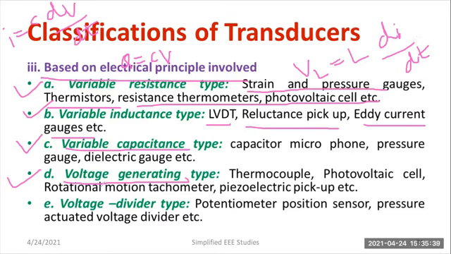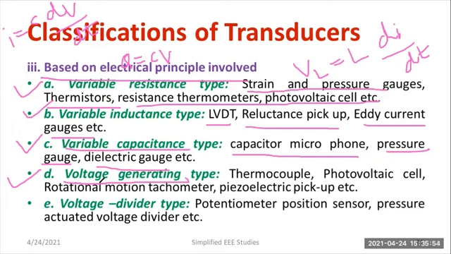Now, according to the variable capacitance effect, you can give some examples of this type of transducer such as capacitor microphone, pressure gauge, similarly dielectric gauge. These are the popular examples.